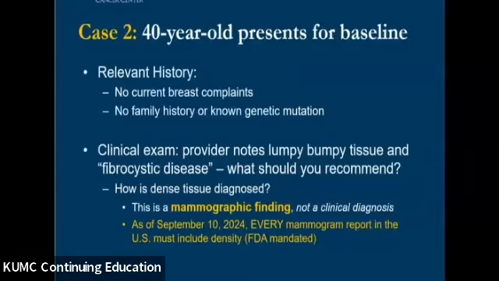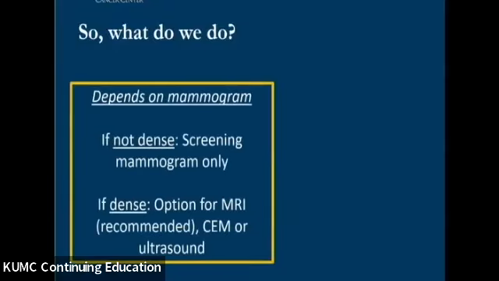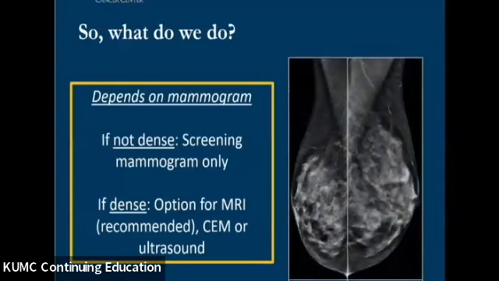So just taking it back to what Dr. Winblad just talked about, how is dense tissue diagnosed? Well, this is a mammographic finding. And so a lot of practitioners don't always know this or remember this, but it's not a clinical diagnosis. And then, as Dr. Winblad said, our reports as of September of last year are now including this in every mammography report. So what are we going to do next? Well, it depends on her mammogram again. If she's not dense, she can return to screening. If she is dense, the recommended test is an MRI, but she has the option for CEM or ultrasound.